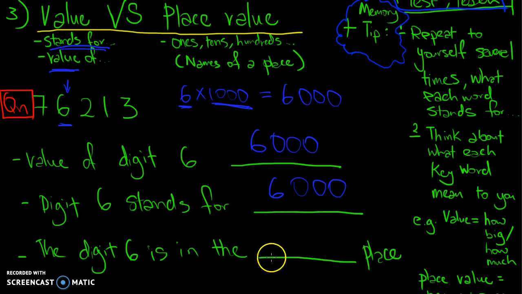Now, lastly, the digit 6 is in the blank place. So it's in a what place? Whenever you see a question like that, they're actually asking you about the place value, meaning the name of the place. So this digit 6 is in which place? They're asking you for the name of the place, which is actually the thousands place. So what do you write? You write thousands. It's in the thousands place, with an S. Whenever you see an S, it tells you that it is a name, the name of a place value, thousands.